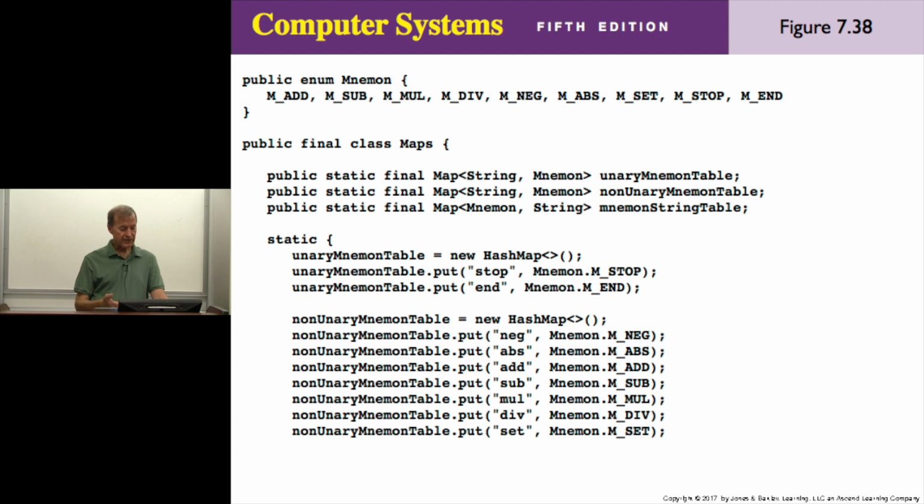So here, under static, we have unary mnemon table gets new hash map. Now why is that hash map? Because the mnemon table has what for the key? What type for the key?